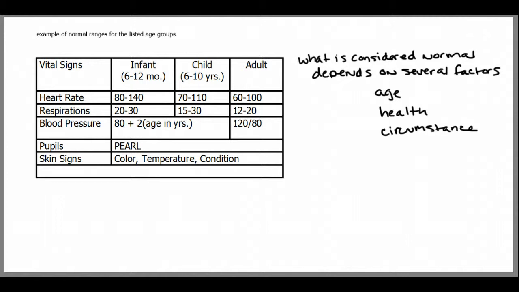For infants and children, the normal systolic blood pressure is calculated using this formula: 80 plus 2 times the age in years. For adults, the normal range is about 120 over 80. Pupils, there is a saying called PEARL: pupils are equal and reactive to light. And when assessing skin signs, you assess color, temperature, and condition.